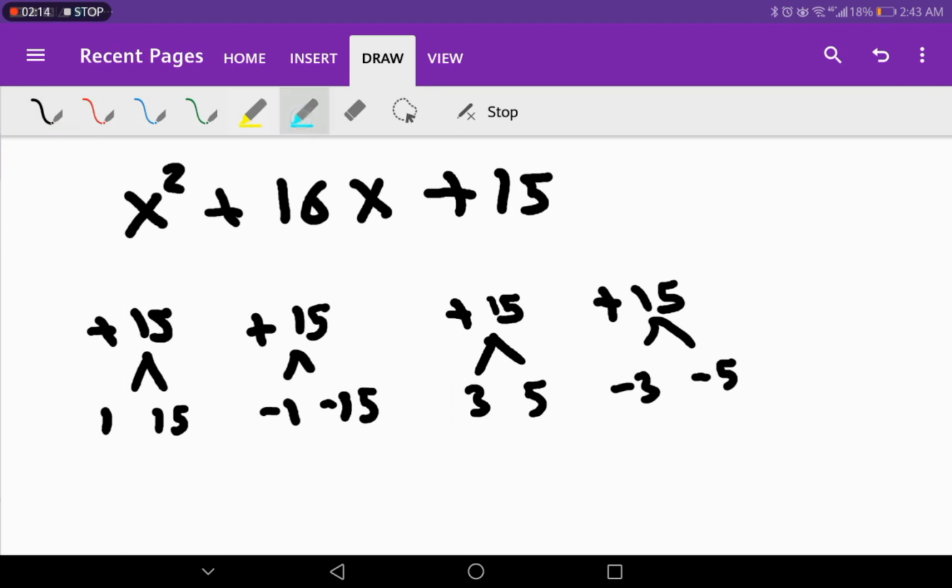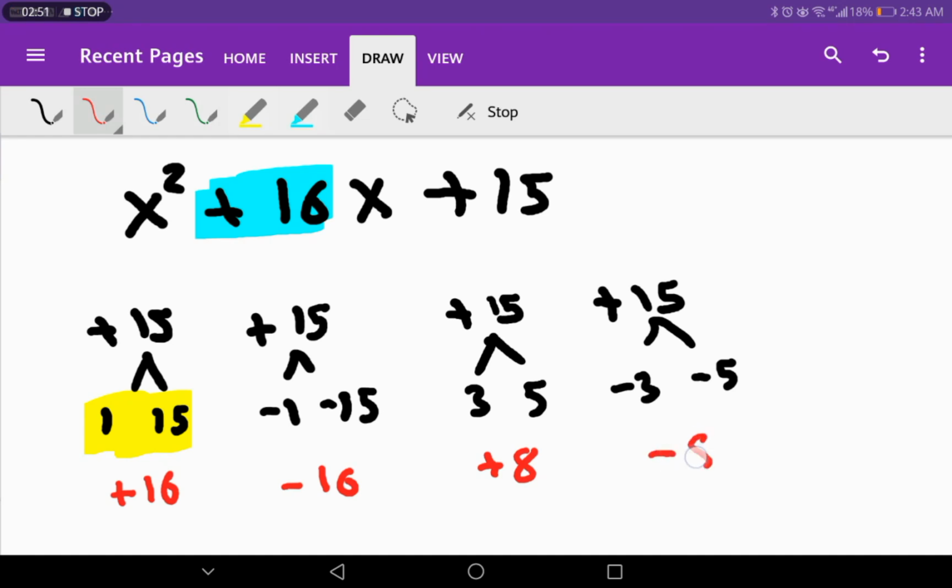Okay, but regarding the middle term here, the sum of the two factors must be positive 16. So it must be positive 16. So 1 plus 15 equals positive 16. And here negative 16. And here positive 8. And here negative 8.